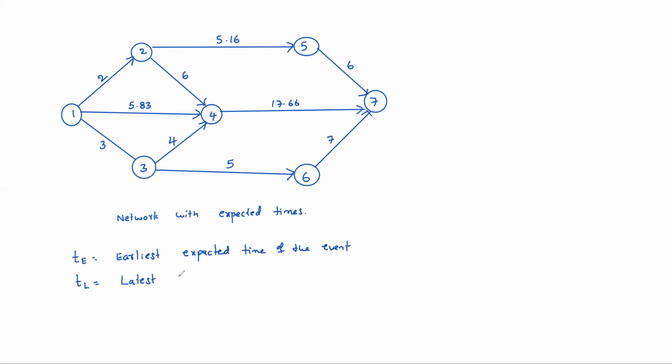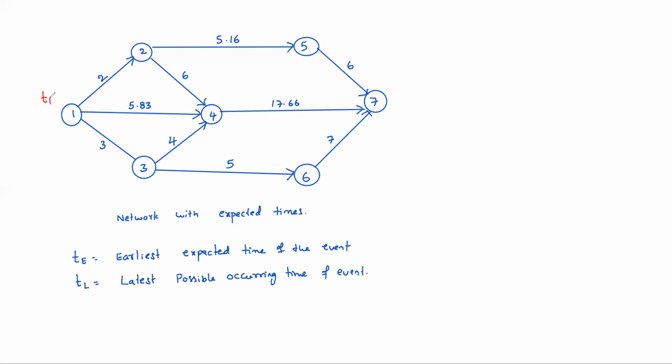TL, latest possibility of occurring. Latest possible occurring time of event. These are also similar to CPM, critical path method. While going in the forward direction, we should take the maximum if more than one arrowhead arrives, to calculate TE. So first we will calculate TE.